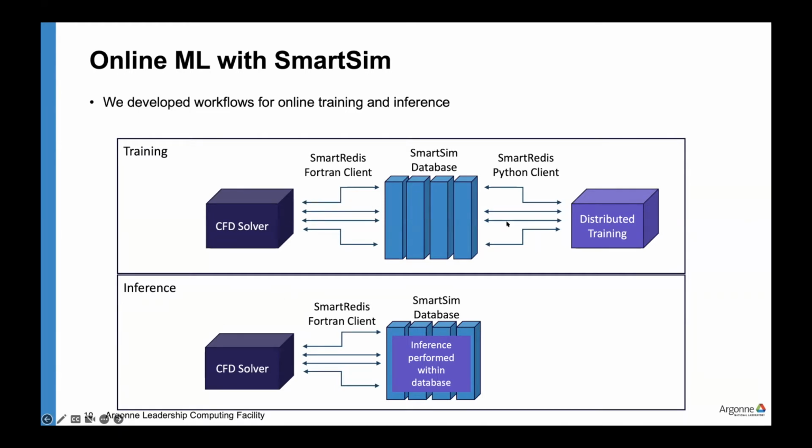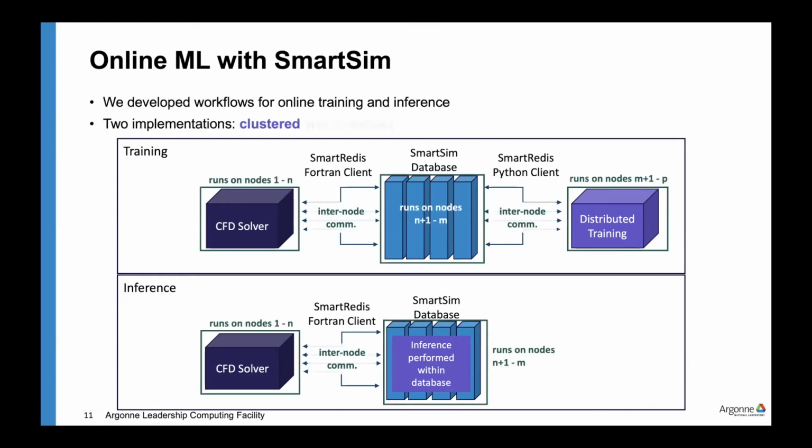For inference, we take away the machine learning component, and instead we do that within the database. So what this means is now we have only two components, and we are only required to send data from the CFD solver to the database itself. We also have two different implementations of this approach. One implementation we call clustered. What this means is that you can see here in this diagram, each component runs on distinct nodes. And so now we have inter-node communication to transfer data from, say, the CFD solver to the database and vice versa.